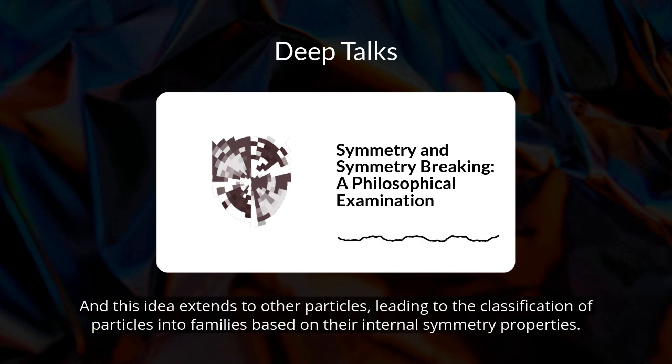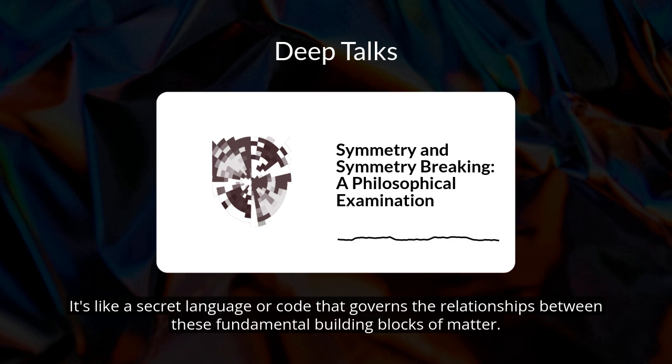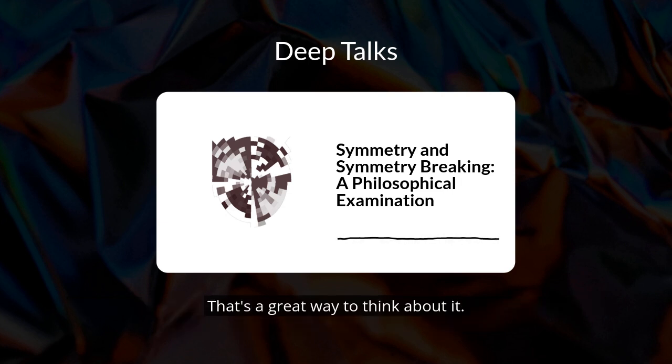Wow. And this idea extends to other particles, leading to the classification of particles into families based on their internal symmetry properties. So symmetry provides this hidden connection between particles, a deeper order beneath all the variety we see. It's like a secret language or a code that governs the relationships between these fundamental building blocks of matter. That's a great way to think about it.